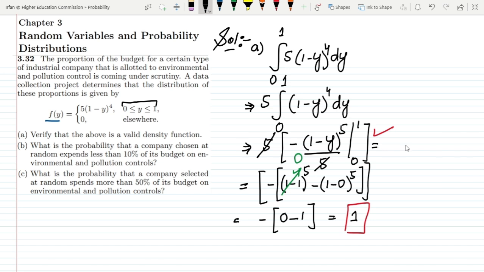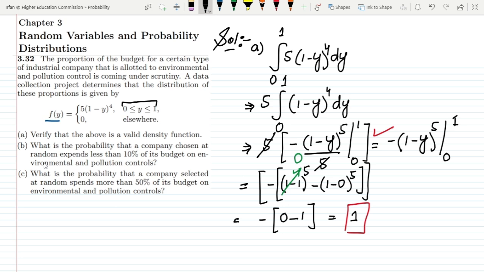So that's what we have, and here we have seen that this is the density function which we had, and integrating it, we got minus (1 minus y)^5 in the range from 0 to 1. Why I have written it here again is because I will use it in more cases in our upcoming parts. Okay, so now this is part A.